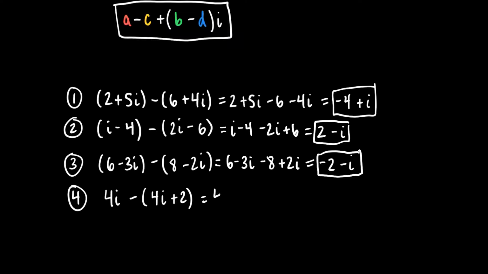All right, this is going to be 4i minus 4i minus 2. So this will just be negative 2.